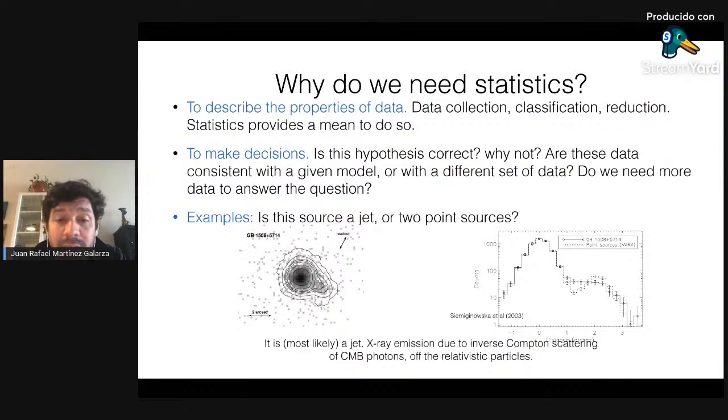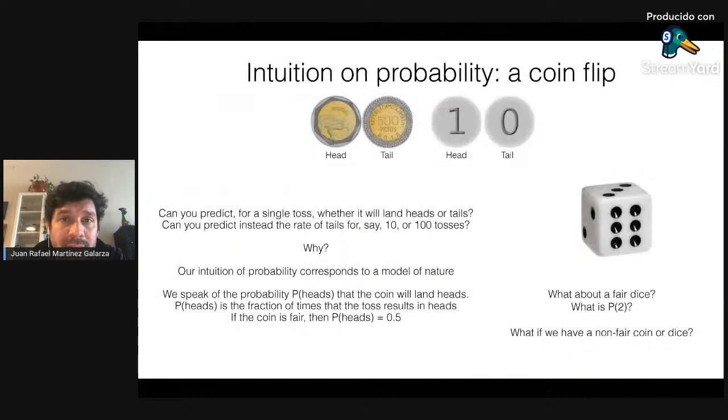So model comparison is very important. And in tomorrow's lecture, we're going to be talking a lot about model comparison. But for today, we want to first plunge into the basics of probabilities and statistics. So let me give you a little bit of an intuition about probability. Probably several of you have taken probability courses before, but I think it's still useful to introduce the very basics.